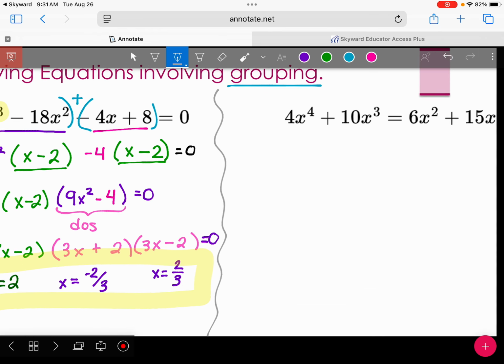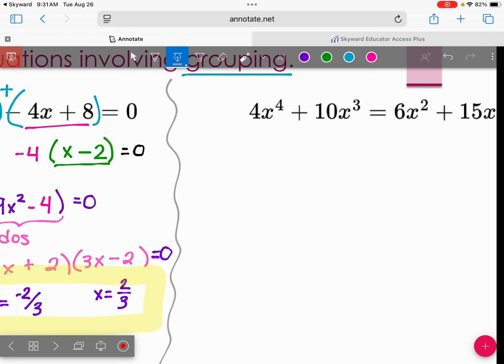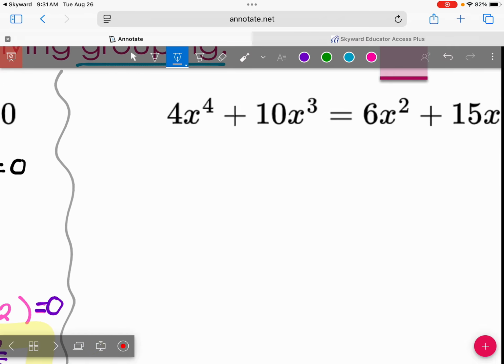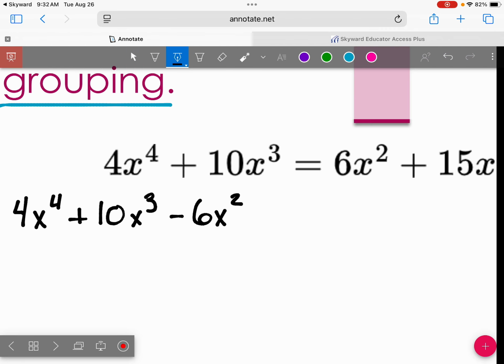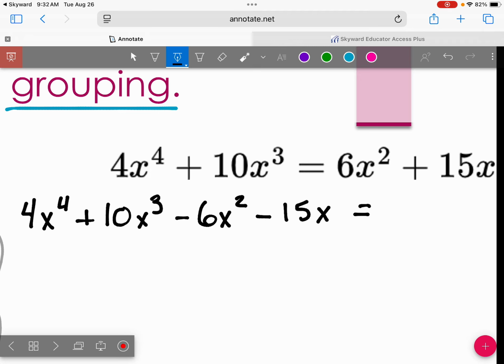What do I need to do first on this next one? Make it equal to 0. Do not just start factoring where they are. Make it equal to 0 first. So we're going to have our 4x to the 4th plus our 10x cubed minus 6x squared minus 15x equals 0.